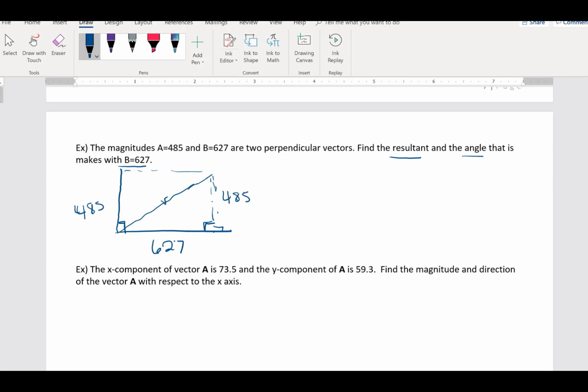So let's find our resultant. So r squared equals 485 squared plus 627 squared. Then take the square root. So r equals 793.